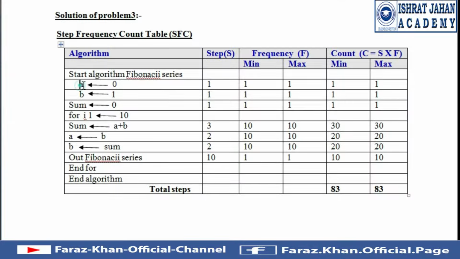It will take one step, it's an initialization process. It will also take one step, minimum and maximum both 1. It will also take one step, right? Now for is not the executional part, so it won't take any computational steps. Sum is the execution part. So here are the identifiers: B in A second and sum is the third. So here it will take 3 steps and it will take 10 steps in minimum and 10 steps in maximum. So 10 multiplied by 3, 30, right?